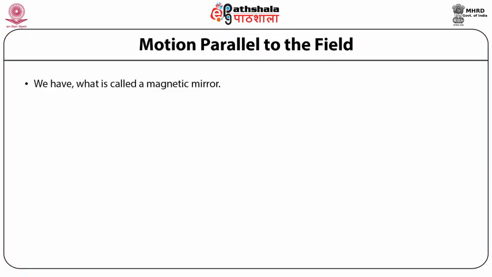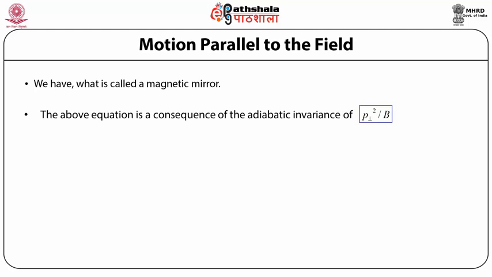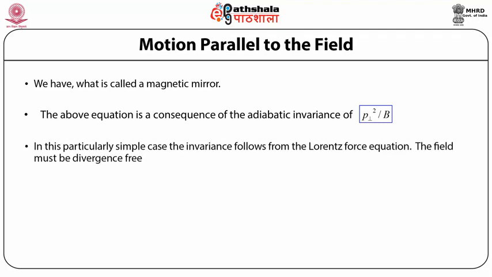We have thus what is called a magnetic mirror. The above equation is a consequence of the adiabatic invariance of P perpendicular square by B. So, in this particularly simple case, the invariance follows directly from the Lorentz force equation.